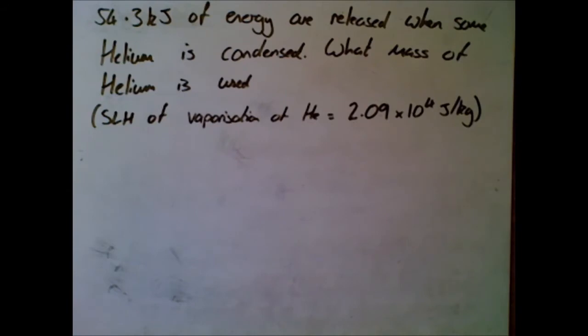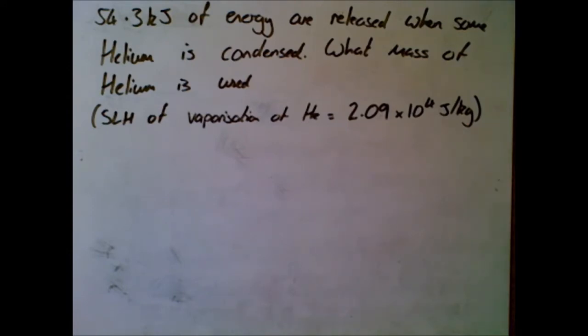Okay, here's an example then. So 54.3 kilojoules of energy are released when some helium is condensed. Obviously, we're looking very, very low temperature here. Helium, as you know, is a gas at room temperature. In fact, its boiling point, so the point where this must be happening, is minus 269 roughly degrees C. So very, very cold. Anyway, 54.3 kilojoules of energy are released when some helium is condensed.